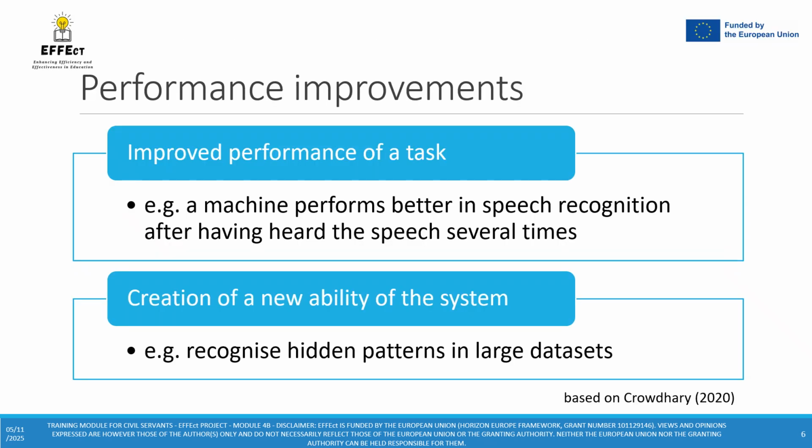What could be these performance improvements? These performance improvements could be improved performance at a given task. For example, a machine performing better in speech recognition after having heard the speech of a person several times, or a creation of a completely new ability of the system, such as the recognition of hidden patterns in large data sets.